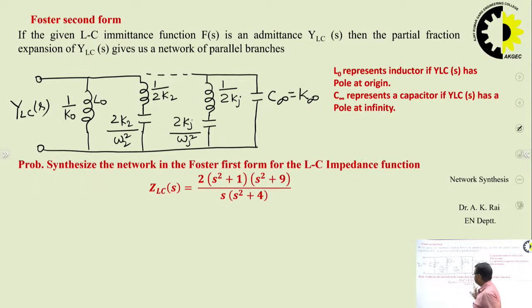Although in the last class we discussed, we can have simple problems just to synthesize the network in the first form of the LC impedance function. So this ZLC is given, it is an impedance function. We can see here, the power is 4 in the numerator and 3 in the denominator. So it is the ratio of even to odd polynomials, okay.